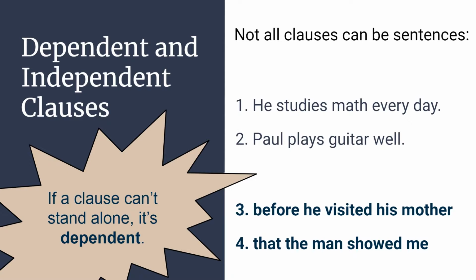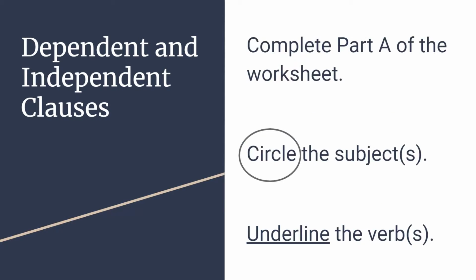For example, number 3, "before he visited his mother," what? I don't know what. Something happened and I don't know what it is. I can't understand this sentence completely on its own. It needs more information. It depends on more information. It depends on an independent clause. So these are dependent clauses. Same, "that the man showed me." Well, what that the man showed me was what? It's dependent on more information. It's a dependent clause. Dependent clauses cannot be sentences on their own.